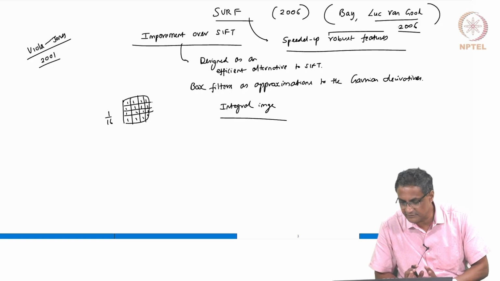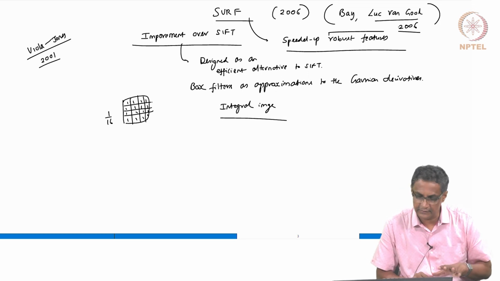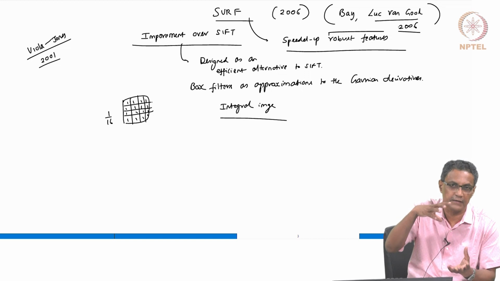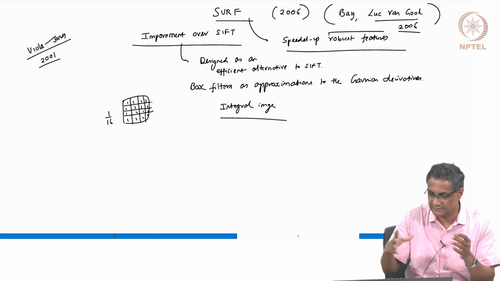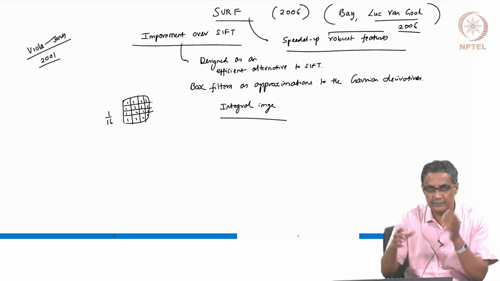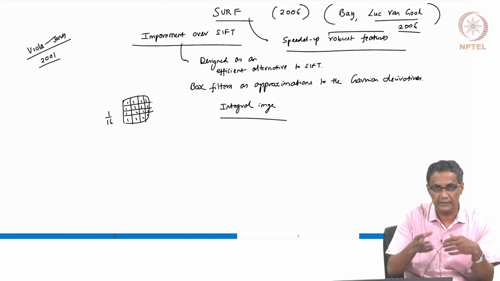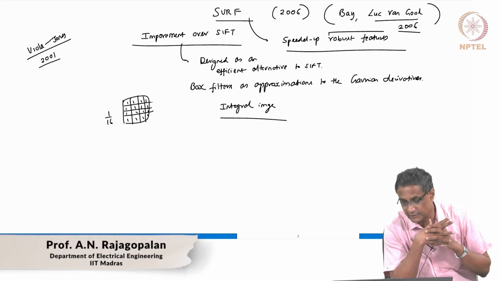So this integral image itself is actually a nice concept, and how it works. The idea is that for SIFT, what we had to do was have different octaves. Within an octave we had to have different scales. We start with sigma, then we have k sigma, k square sigma, and so on. And then we can go to the next octave, and so on. That was the way we were implementing it.